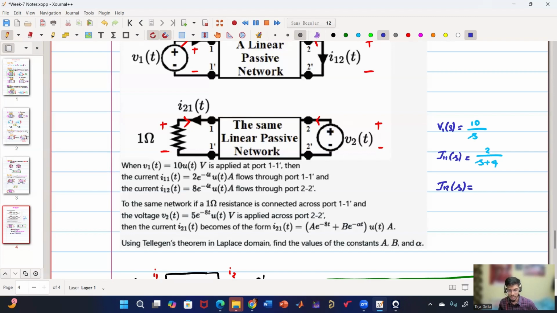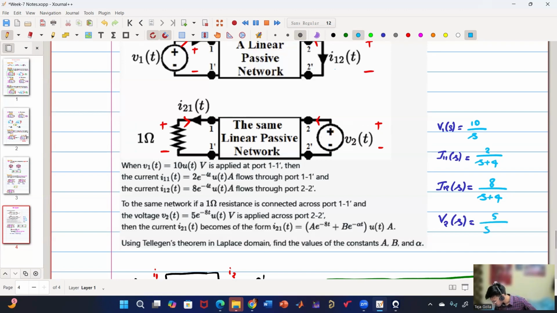Same, right? Similar. Yes, sir. How much? 8 by S plus 4. Yes, Nandini said 8 by S plus 4. That's right. So it is 8 by S plus 4. And then what is V2 of S? 5 by S plus 8.